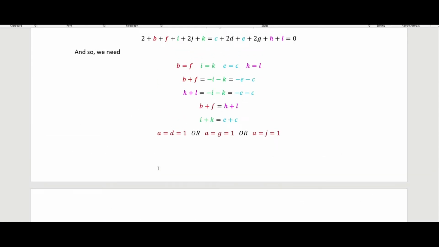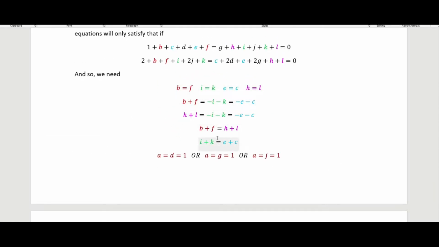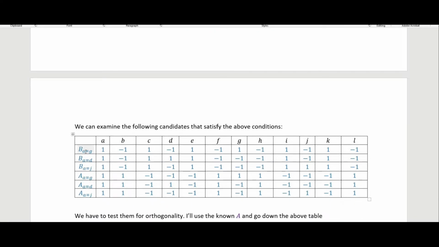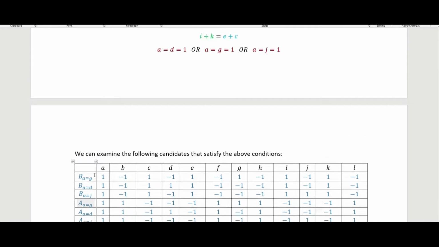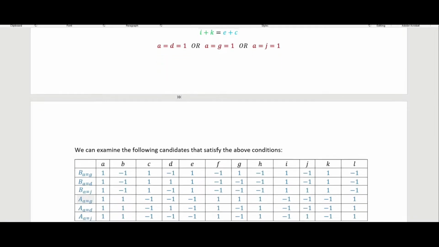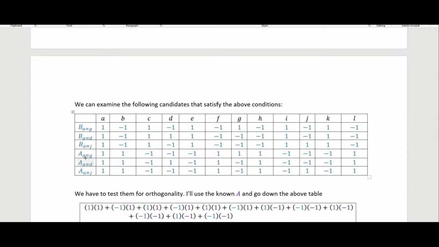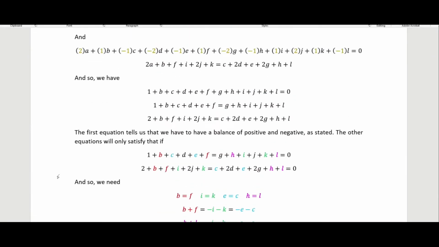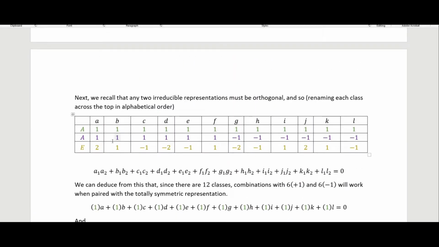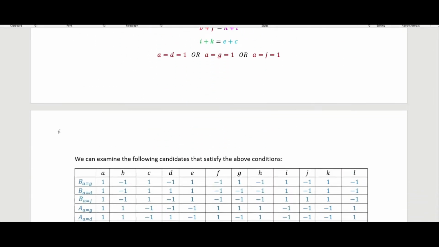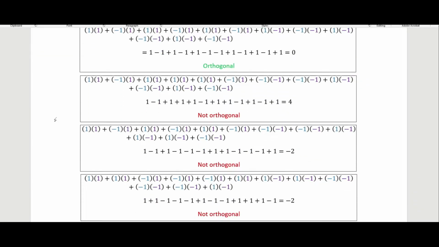So these candidates satisfy all these conditions up here. And so then I have the A equals G, A equals D, A equals J for each of these. And so now we will test each of these in this table against one of the representations that we already know. And so I'll use this purple A one here, which is positive 1 for the first 6 and then negative 1 for the second 6. And so I go through and do the orthogonality with each one.